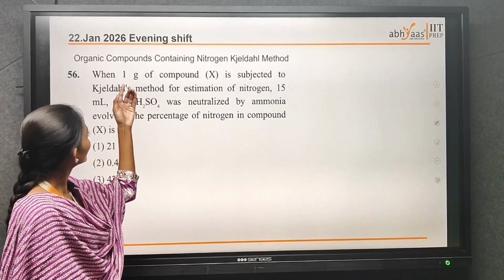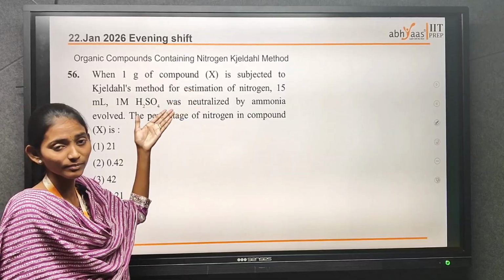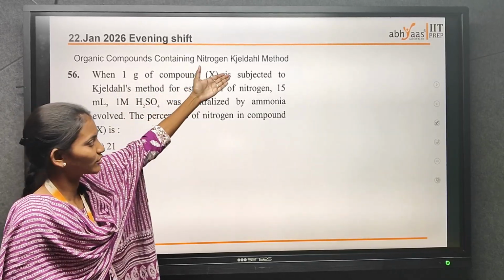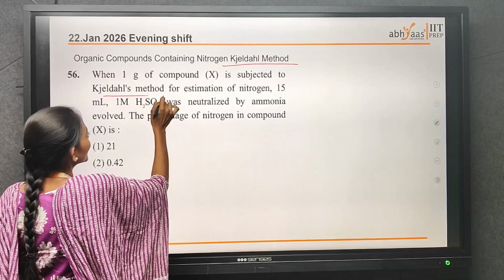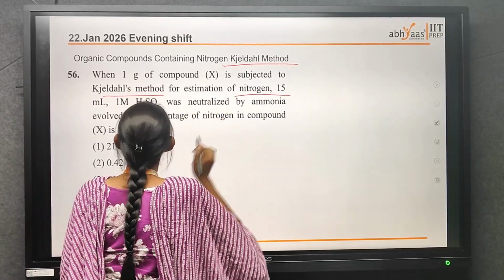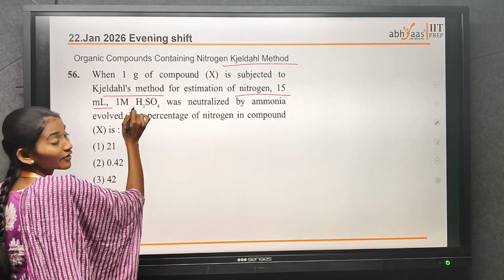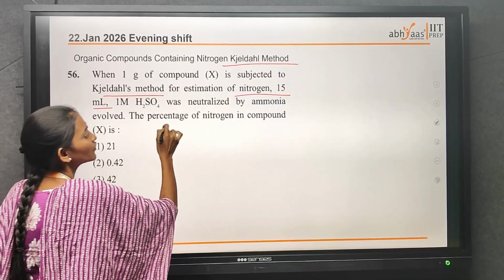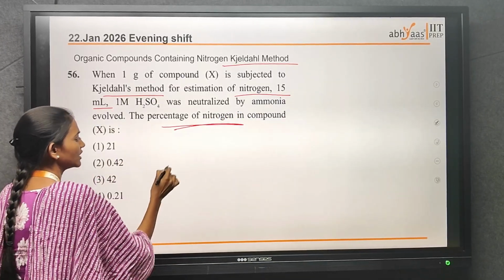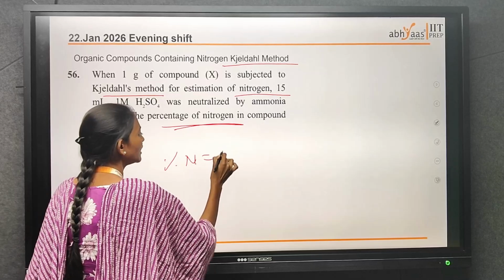And 1 gram of a compound, which is an organic compound with nitrogen, we know Kjeldahl's method, right? So you see here, Kjeldahl's method is for estimation of nitrogen. 15 milliliters they have given. For 1 ml of H2SO4 was neutralized by ammonia. The percentage of nitrogen they are asking. See, you have a simple formula for nitrogen, right?